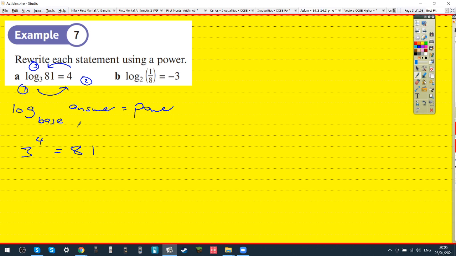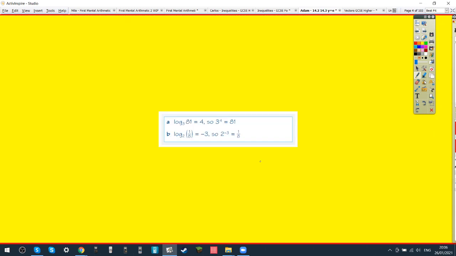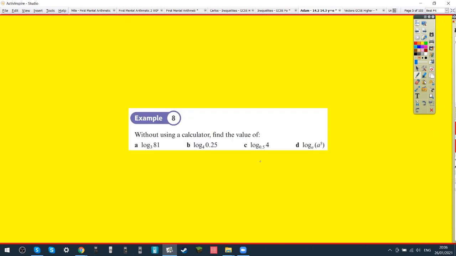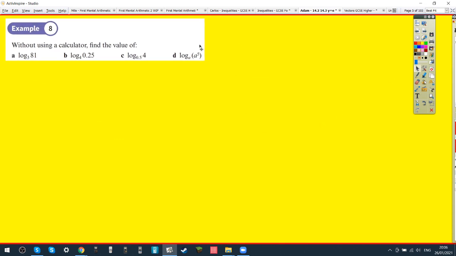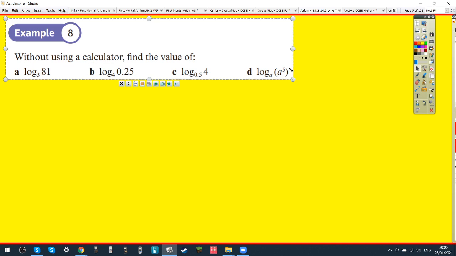Okay, question B. 2 to the power of minus 3 equals 1/8. Yep. 1/8. Great. Okay, without using a calculator, what is this?